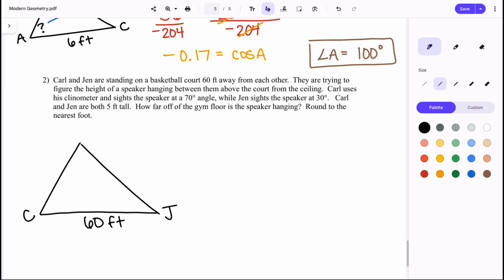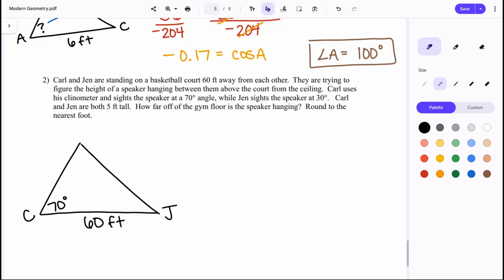Parker, what do you think? The corner by the J. By the J? Are we talking about Jen right now? No. The C. So I think it should go over by C, right? It's Carl, and he's looking up at the speaker. So it'd be an angle of elevation. So the 70 degrees should come down here by Carl.